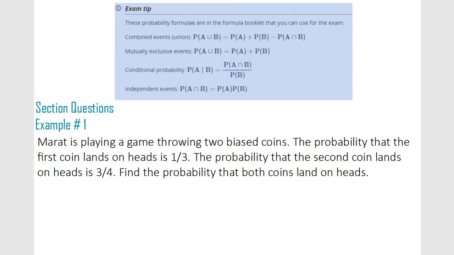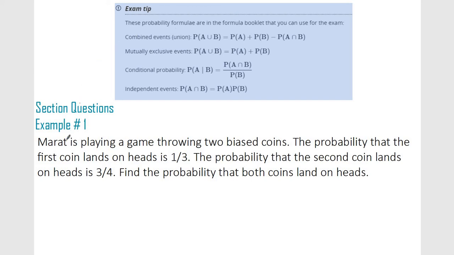Now for the section questions from 4.62. Now, exam tip. These formulas are in your booklet. Okay? If you haven't already, go ahead and print out that booklet for yourself to have already. Okay? Get familiar with using it. Yes, you can use it on the test. You need to get familiar with it. That's the one I always give you on test day.